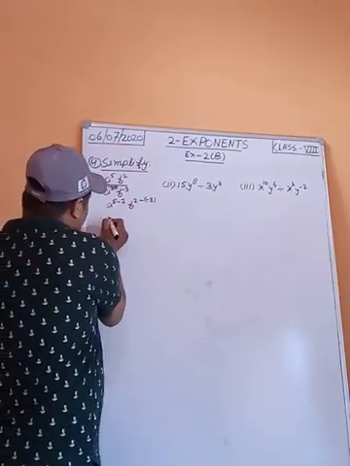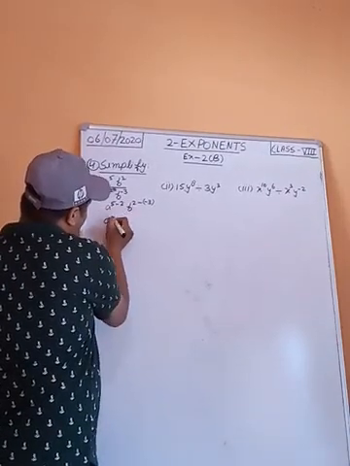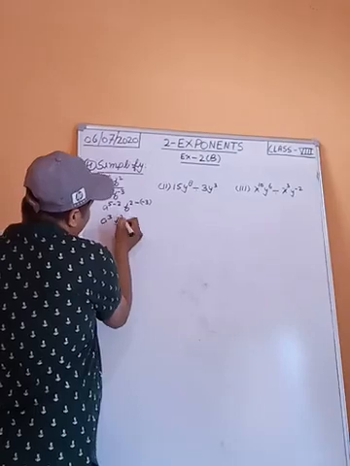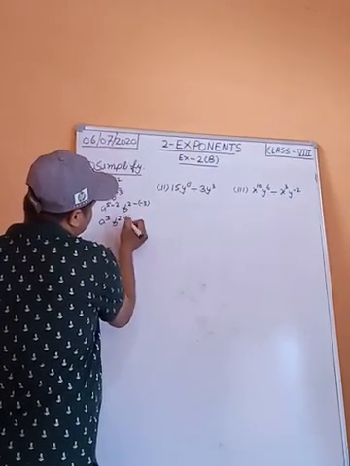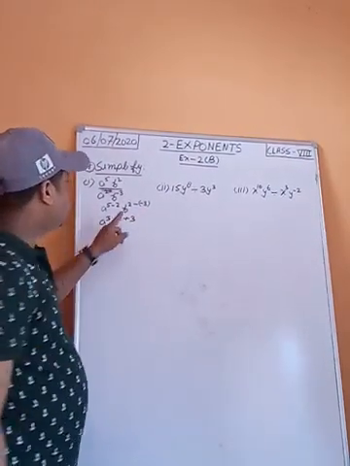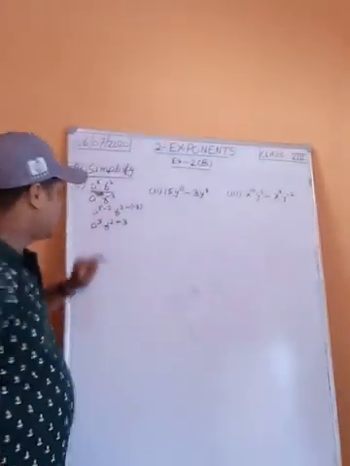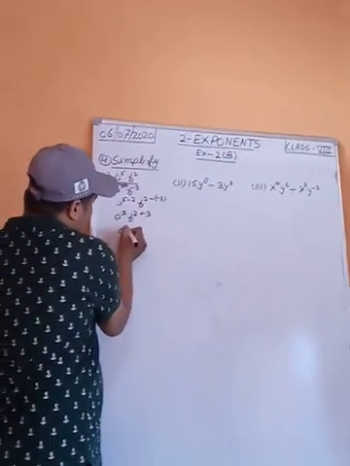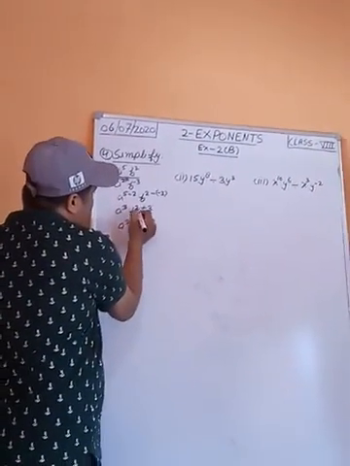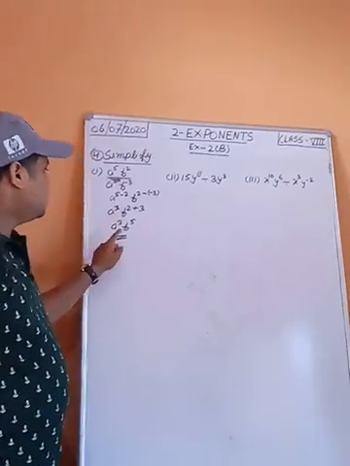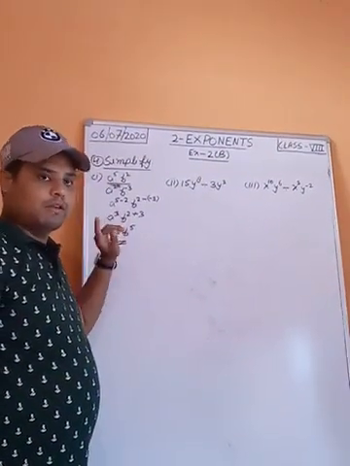So a raised to power 5 minus 2 means 3. b raised to the power 2 minus, plus 3. b raised to power 2 plus 3. So a raised to the power 3, b raised to the power 2 plus 3, 5. So the answer is a raised to the power 3, b raised to the power 5.